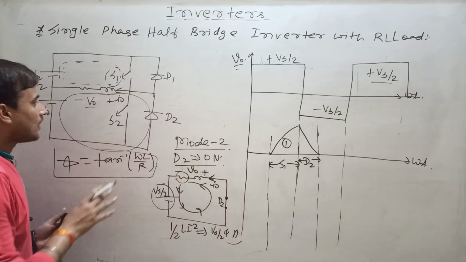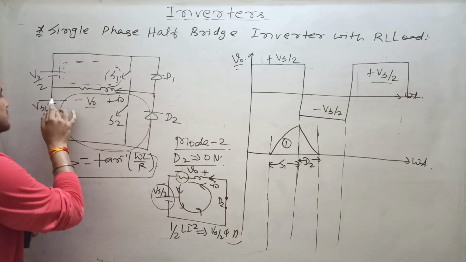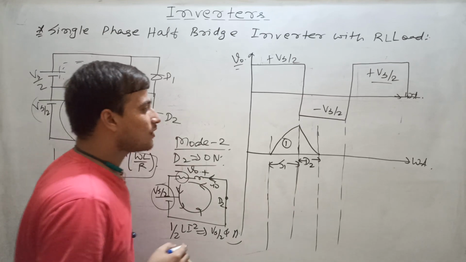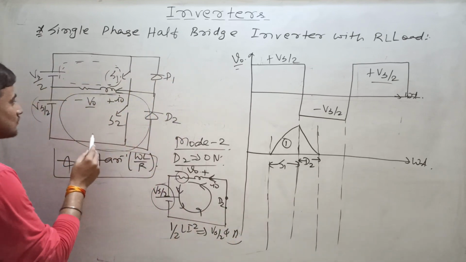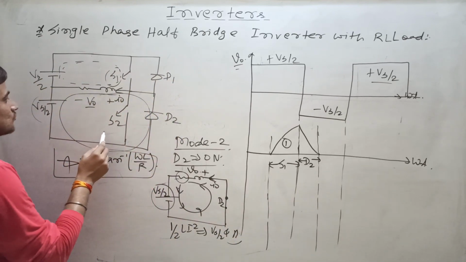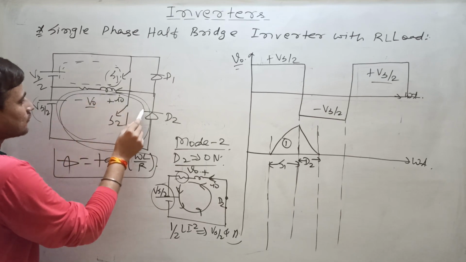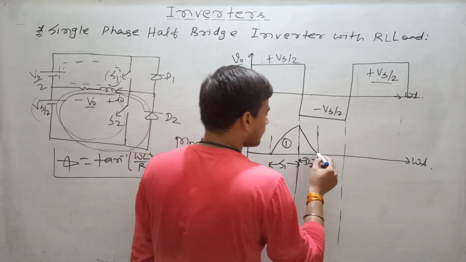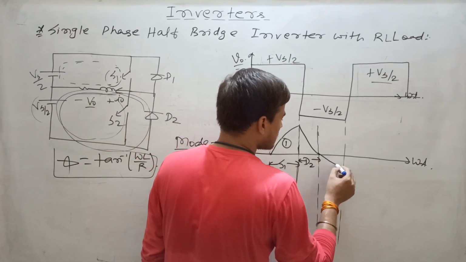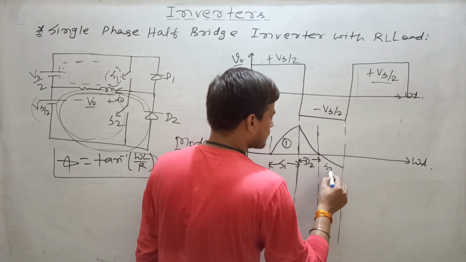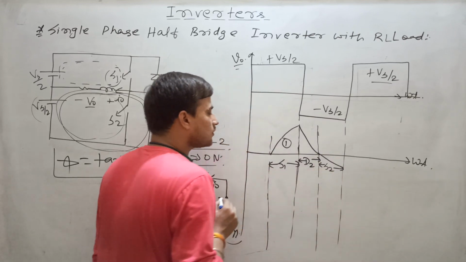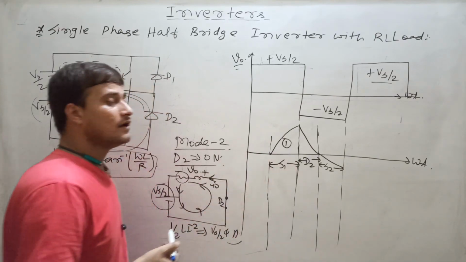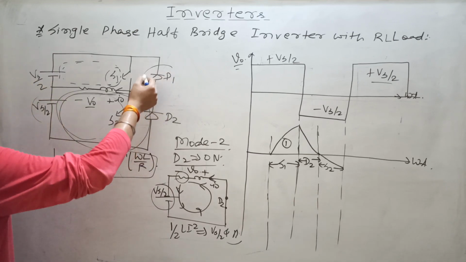Now what will you do? Once the current becomes 0, now we are going to turn on S2. So when S2 is turned on, the current will start flowing through this one, and the direction of current will be reversed. So the current will flow like this, and here S2 is conducting. Clear? So after S2 it will be again D1. Again D1 will be conducting.